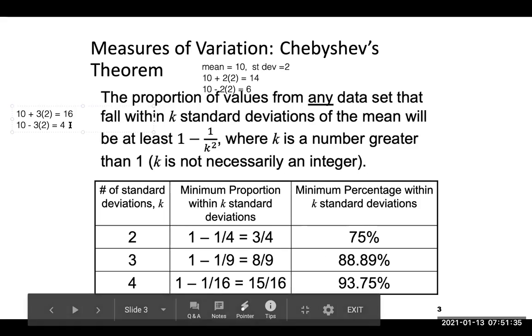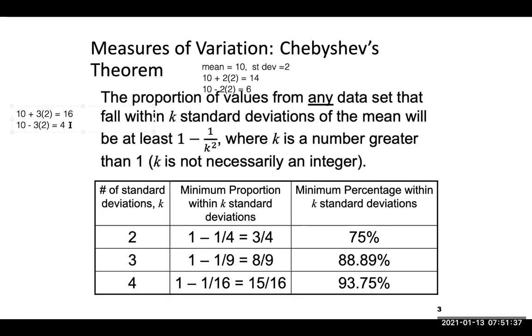So Chebyshev's theorem allows us to determine what percentage of the data will fall within a certain range. What percentage of the data will fall within a certain range? So that's what Chebyshev's theorem entails. I'm going to have a few examples. Let's try some.